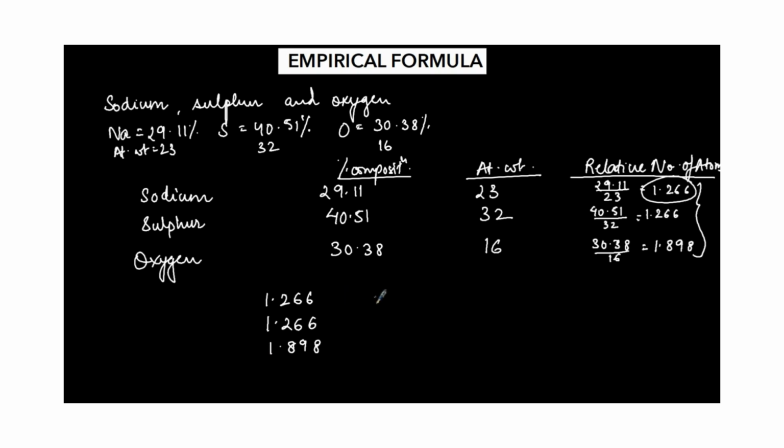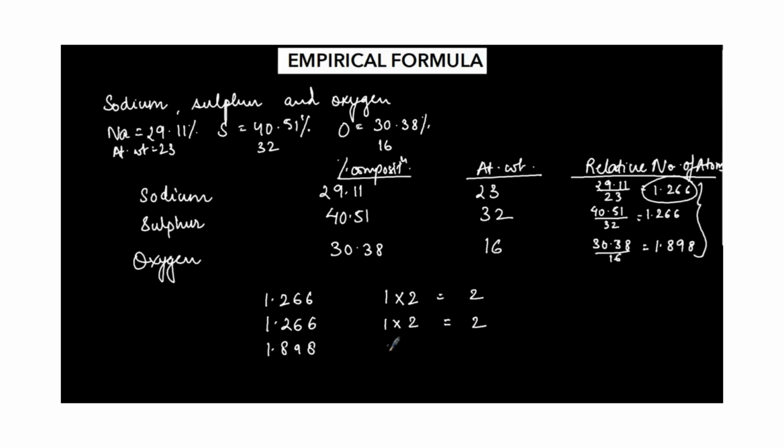So what you will do is multiply here 1 into 2 equal to 2. 1 into 2 equal to 2. Here you will take 1.5 into 2 equal to 3. So the simplest ratio of whole numbers is 2 is to 2 is to 3. Hence the empirical formula would be Na2S2O3. This is the empirical formula.